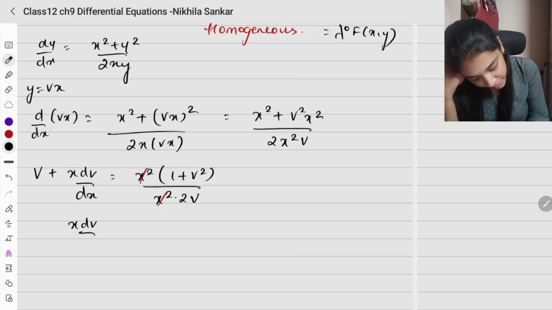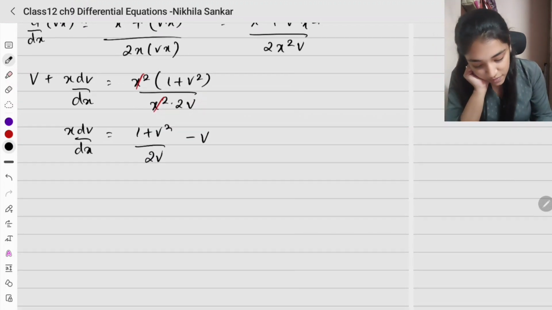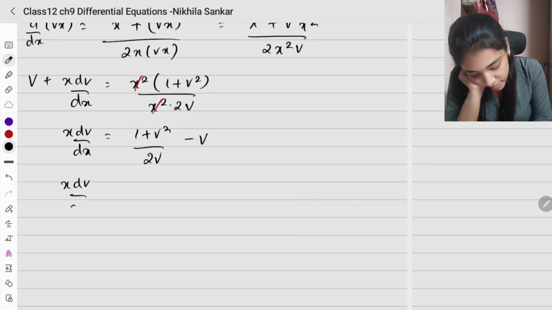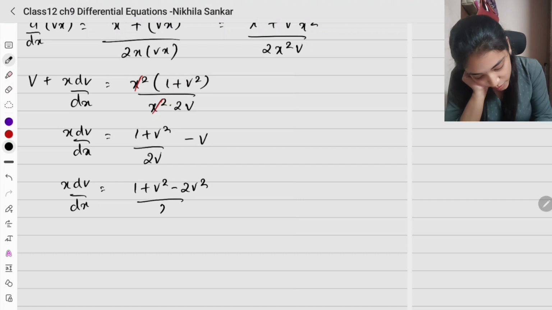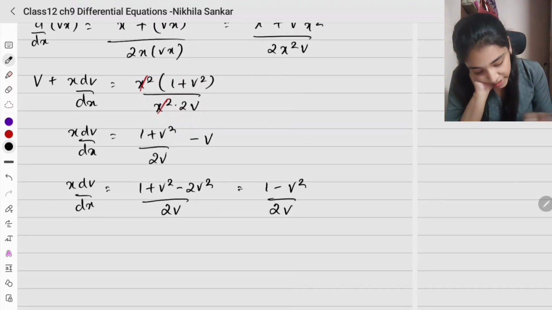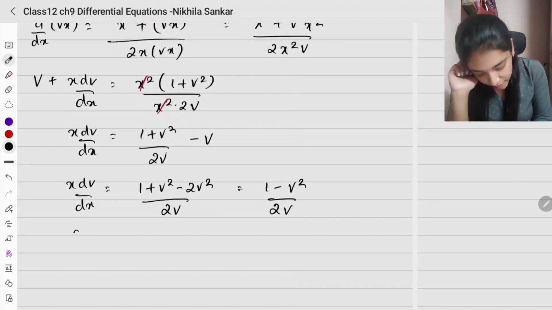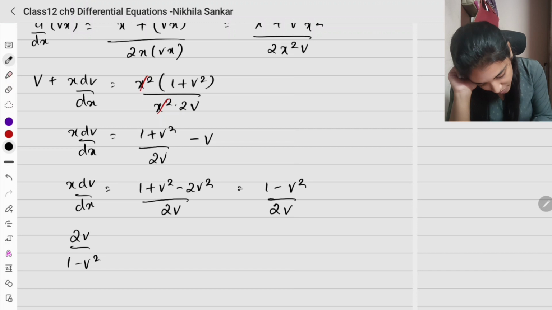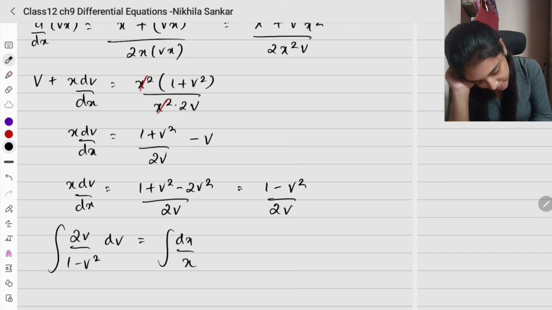x dv by dx equals 1 plus v square divided by 2v minus v. The v on this side, I bring to the other side. So minus v. So what will I have? Taking the LCM, x dv by dx equals 1 plus v square minus 2v square divided by 2v. So this is going to be 1 minus v square divided by 2v. Simple. Okay. Now taking v to one side and x to the other side, I'll have 2v divided by 1 minus v square times dv equals dx divided by x, integrating on both sides.